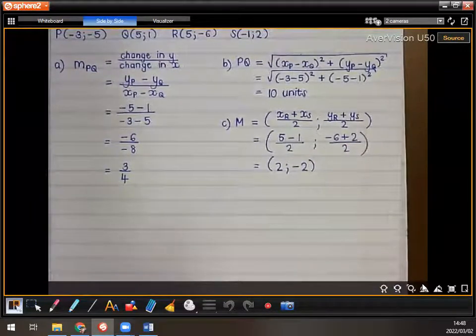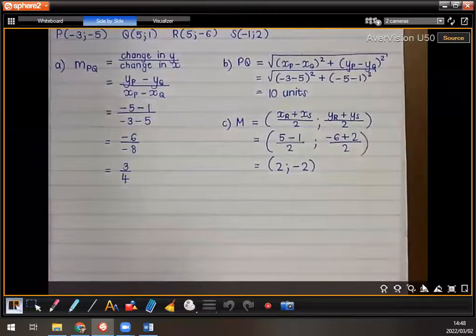So guys, basically all we've done so far is apply formulas, right? All you need to know is those formulas, and you need to be able to differentiate between what is an x value and what is a y value. Okay, then you'll be fine.